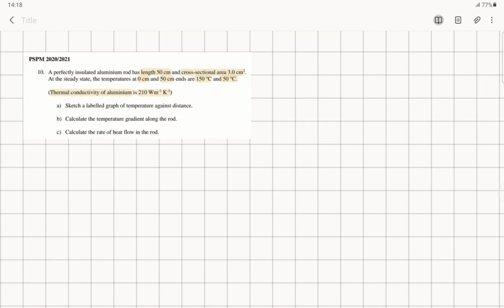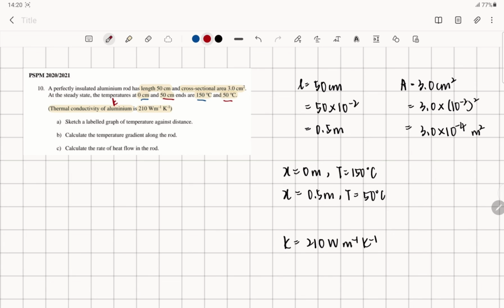Untuk soalan 10, a perfectly insulated aluminium rod has length 50 cm and cross-sectional area 3.0 cm squared. At a steady state, the temperature at 0 cm and 50 cm ends are 150 degrees Celsius and 50 degrees Celsius. The thermal conductivity of aluminium is 210. First, kita keluarkan info yang diberi dan tukar unit kepada unit SI.